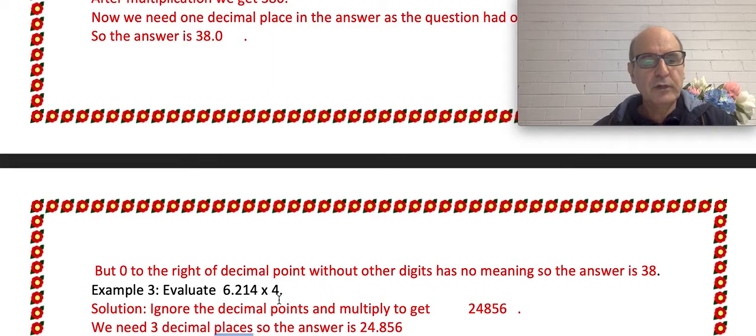So it's a good idea to check your answers by looking at both numbers as whole numbers, multiplying them together and seeing what your rough answer is. And then you know if you made a mistake or not.